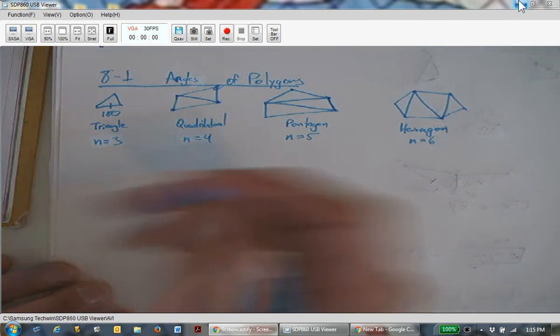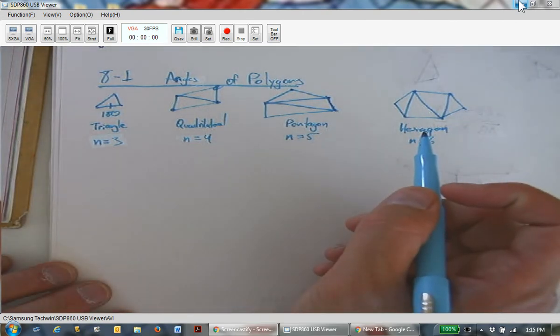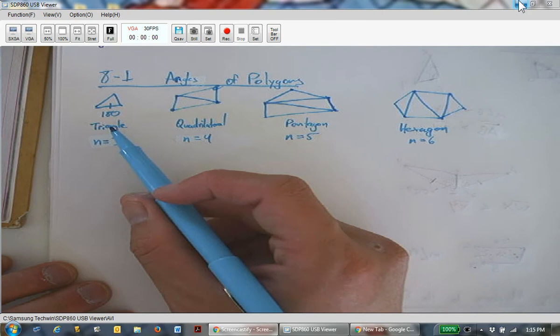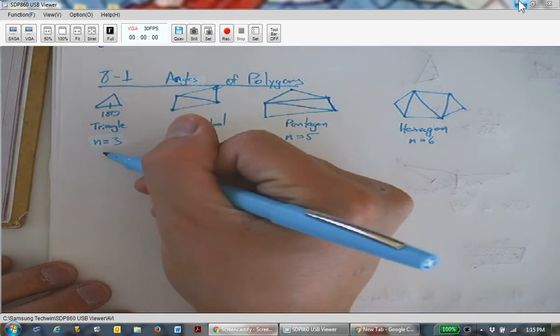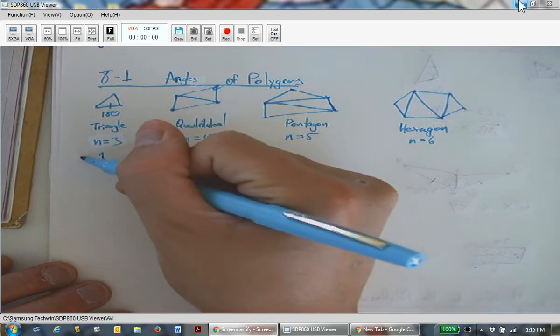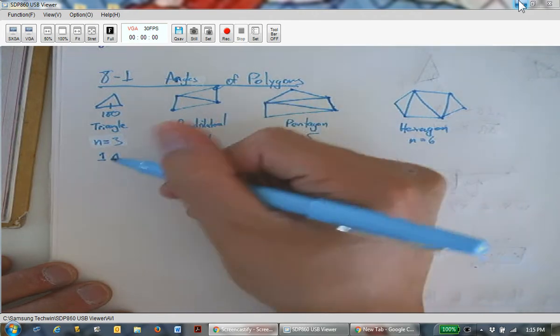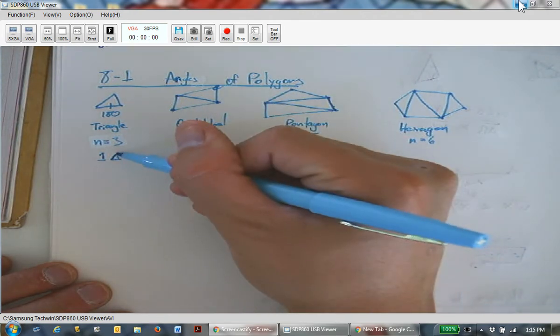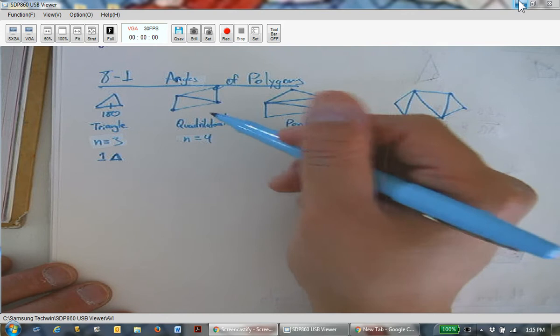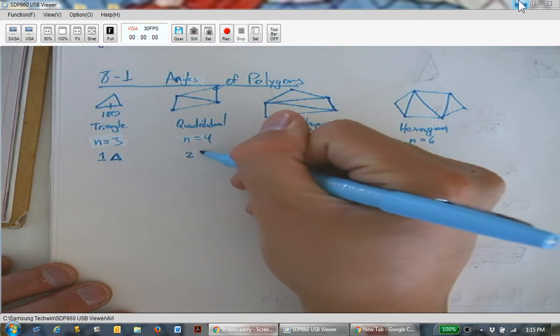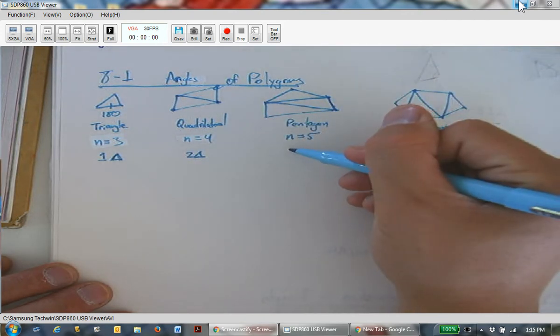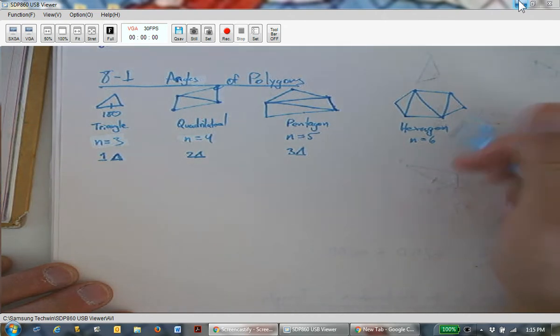Okay. How about how many triangles I found for a triangle? How many triangles are there? 1. Okay, there's only 1 triangle. So I just drew a little triangle symbol. How many triangles in a quadrilateral? 2. How many triangles in a pentagon? 3. Hexagon? 4.